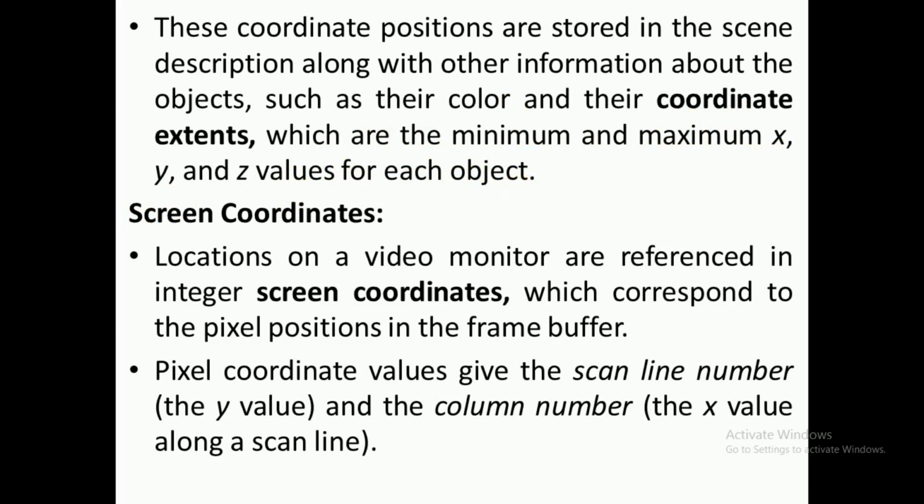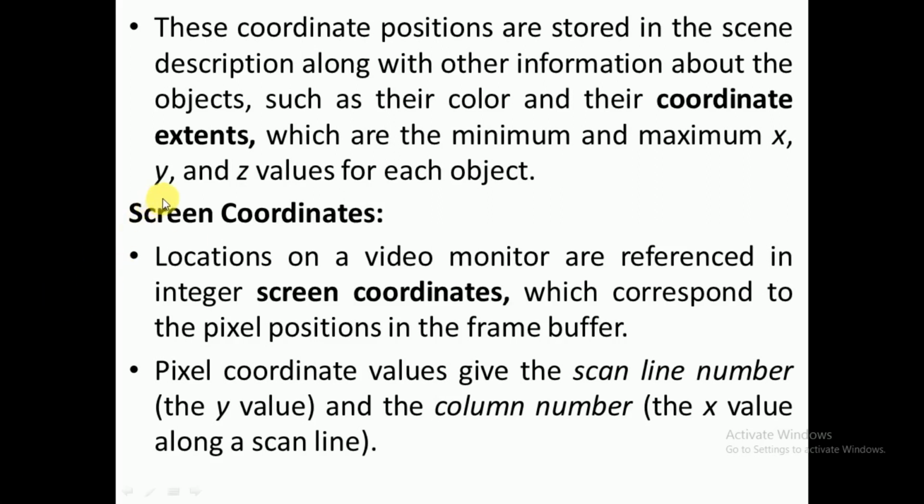With world coordinates, you decide which coordinate system you are familiar with. In that coordinate system, you start giving your object as the input. For example, if you want to draw a line, then give whatever values you feel good. It may be floating point or integer. Then that information has to be stored along with your scene, and along with that, other information such as color and coordinate extents also has to be stored.